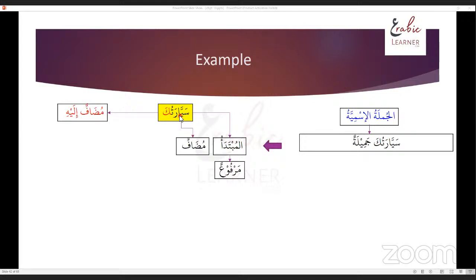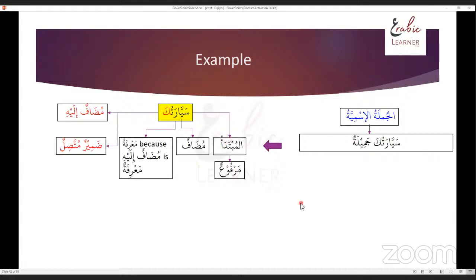Yes, Sister Rubina, well done. Why is it ma'rifa? Tell me. Yes, because the mudaf ilayhi is ka, and all damair are ma'rifa. Okay, all damair are ma'rifa. Now, jamilatun is khabar. Khabar most of the time is nakira, and that is khabar. Well done, all of you. MashaAllah, good. You're all doing very well.